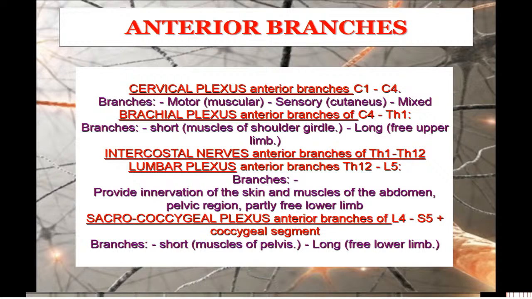The lumbar plexus is formed by the anterior branches of thoracic 12 to L5 spinal nerves, and the sacrococcygeal plexus is formed by the anterior branches of lumbar 4 to sacral 5 and the coccygeal segment.